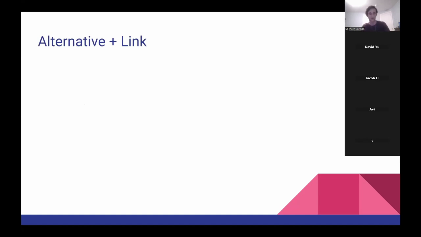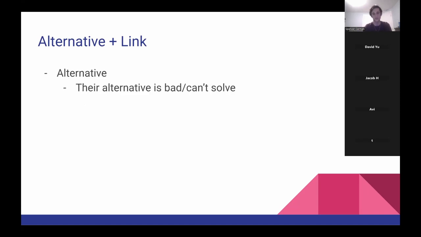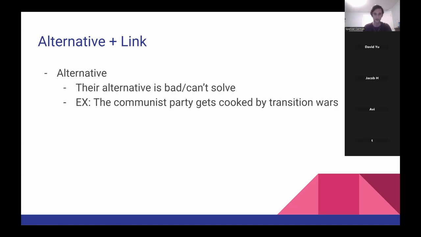This is one slide because they're kind of smaller. So in terms of attacking the alternative, you want to say the alternative is bad or can't solve. You could be reading DAs to the alternative, which would be kind of turns. You can think of it as a turn, like how you would turn a contention, saying their alternative is actually bad, or it can't solve, which would be more of a D-link.